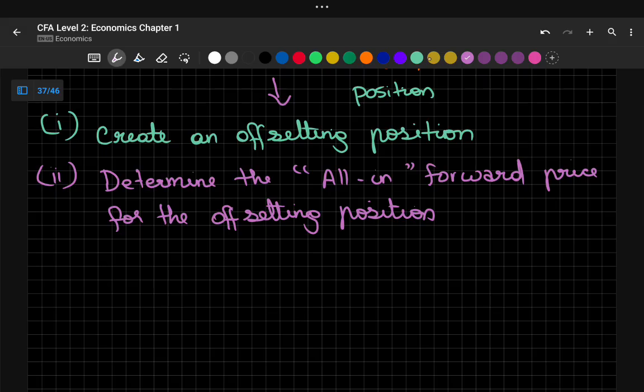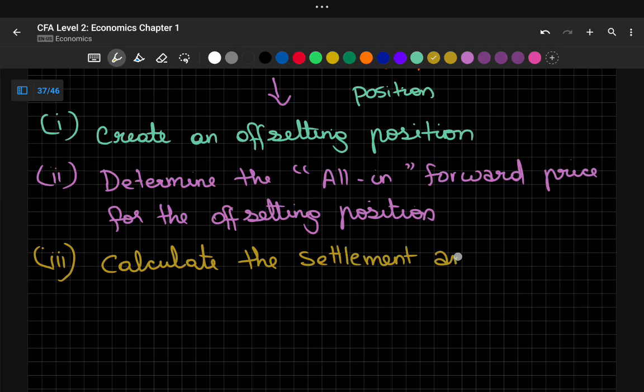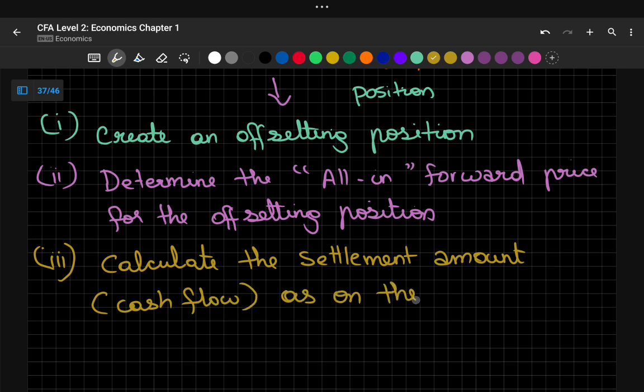The next step, once you have entered an offsetting position and calculated the forward rate for the offsetting position, the third step is to calculate the settlement amount, that is the cash flow, as on the contract settlement date, the specified settlement date in the contract, that is the actual maturity.